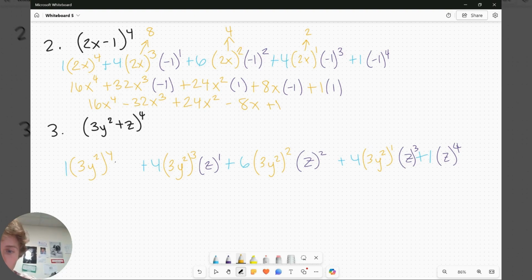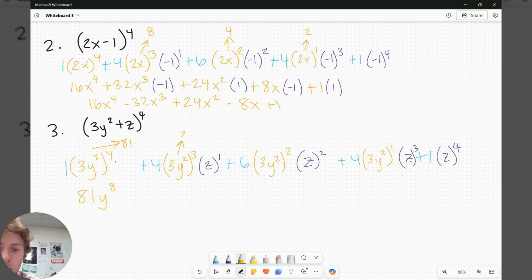Okay, now let's start to simplify. 3 to the fourth: 3 times 3 is 9, times 3 is 27, times 3 is 81. 81 times 1 is just 81. But I have y squared raised to the fourth. If a variable has more than one exponent, you multiply those exponents. So that's 81 y to the eighth. 2 times 4 for the exponent is 8.